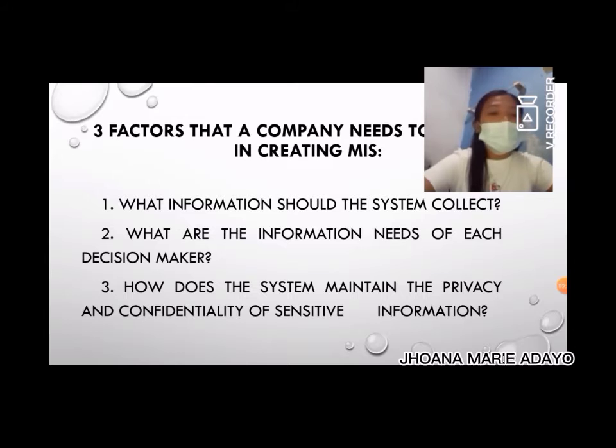Second, what are the information needs of each decision maker? If you were the decision maker, you should know what information you need. Lastly, how does the system maintain the privacy and confidentiality of sensitive information? In order to maintain privacy and confidentiality, a company maintains relationships and develops trust by limiting access to data to those who have a need to know.